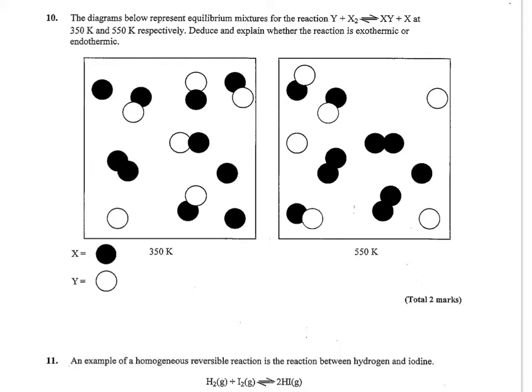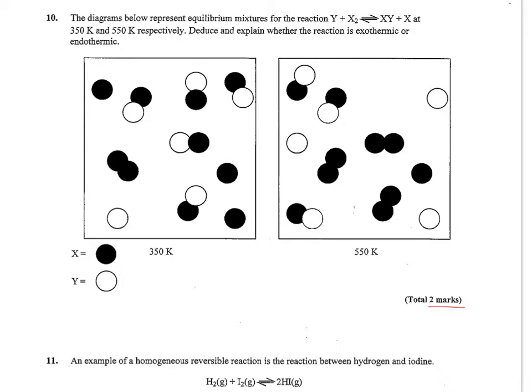Welcome. This video is going to go over some solutions to paper 2 questions regarding equilibrium from chapter 7. The diagrams below represent equilibrium mixtures for the reaction Y plus X2 yields XY plus X at 350 and 550 Kelvin respectively. Deduce and explain whether the reaction is exothermic or endothermic.